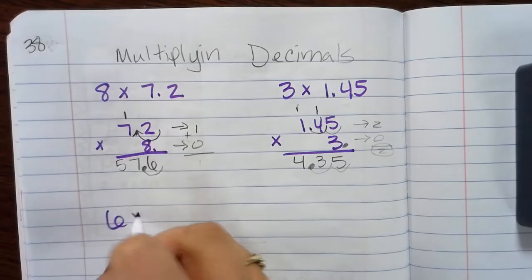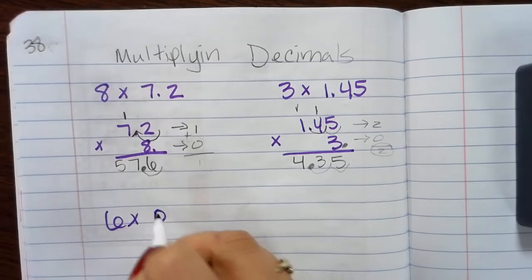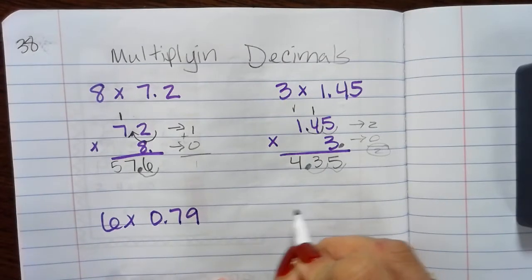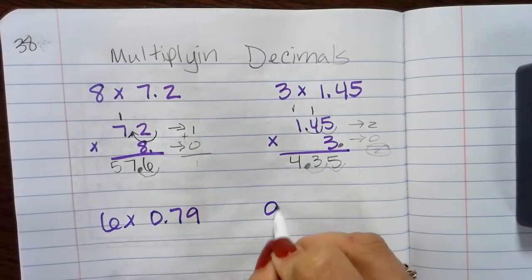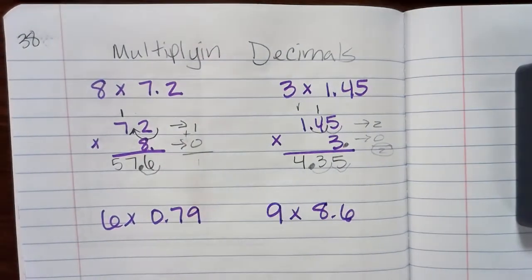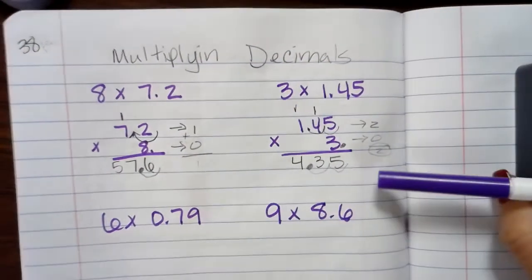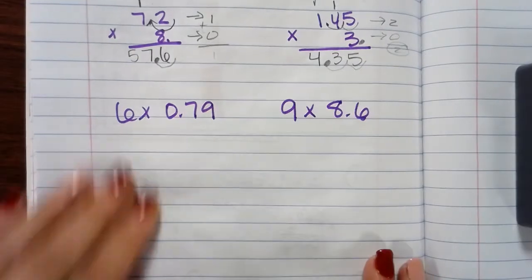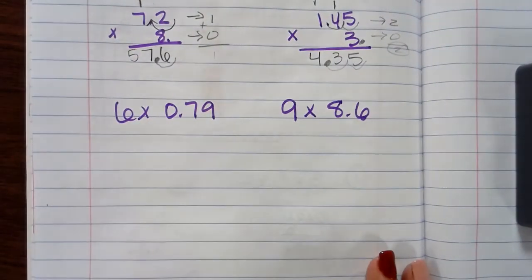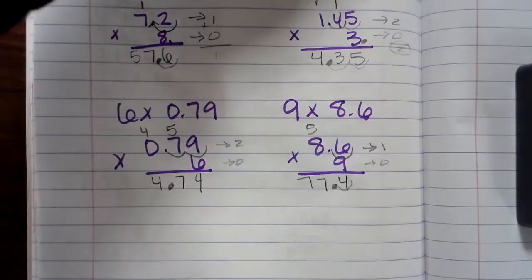Let's do 6 times 0.79, and then I want you to try 9 times 8.6. So write them. I want you to pause the video right now and write them the way that you would write them. Remember the longer number on top, just so it makes it easier. And then I want you to multiply and then come back and check your answer.